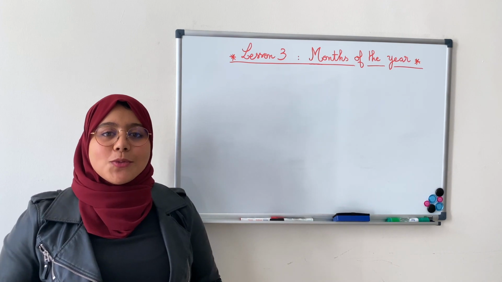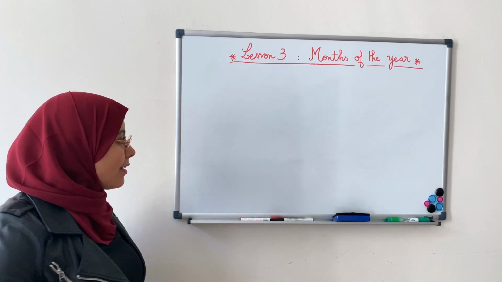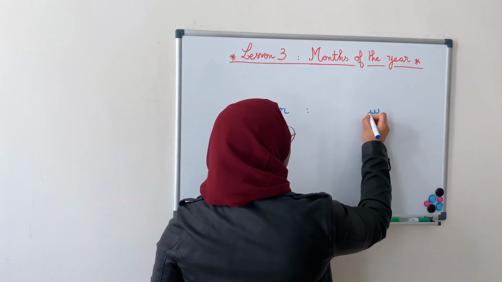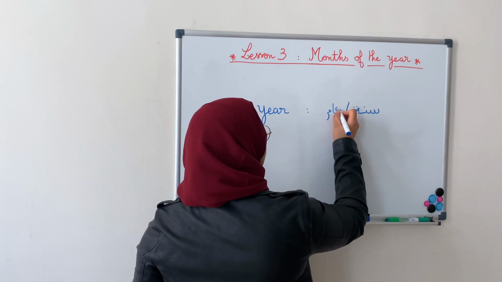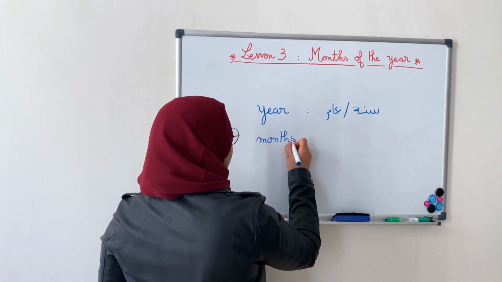In the year we have 12 months. So year in Arabic is sana, or aam. Months, ashhur.